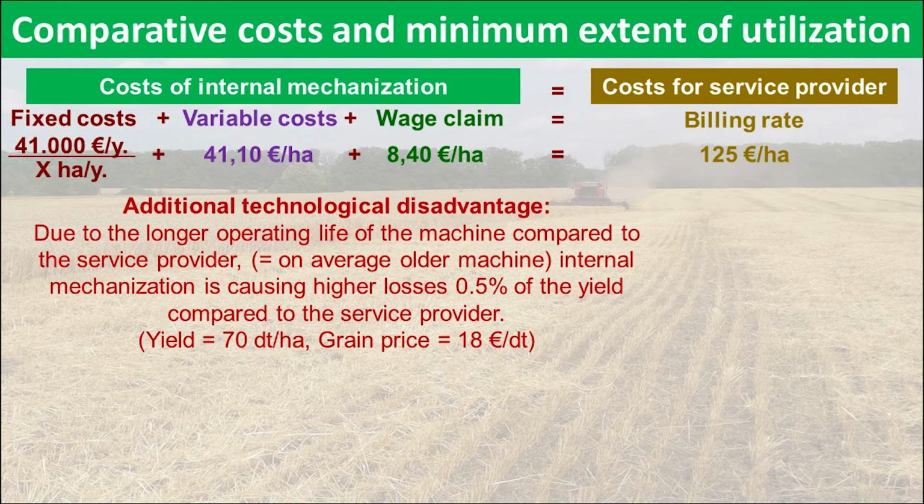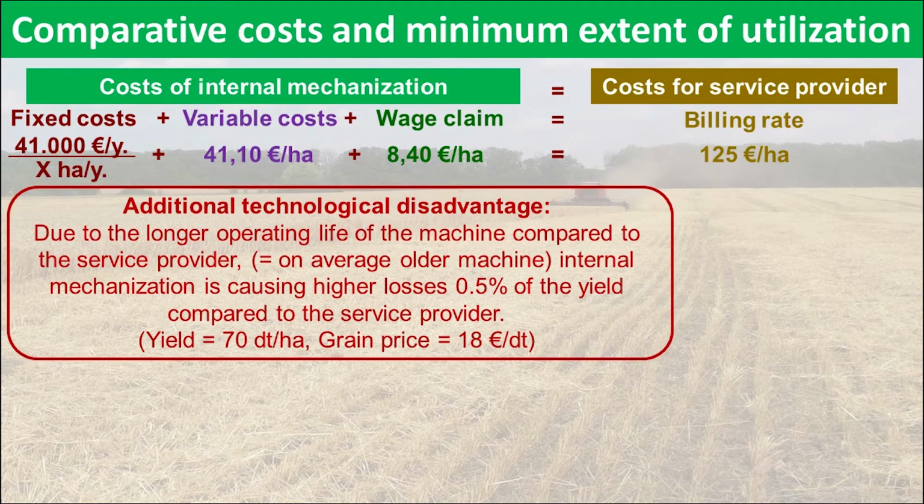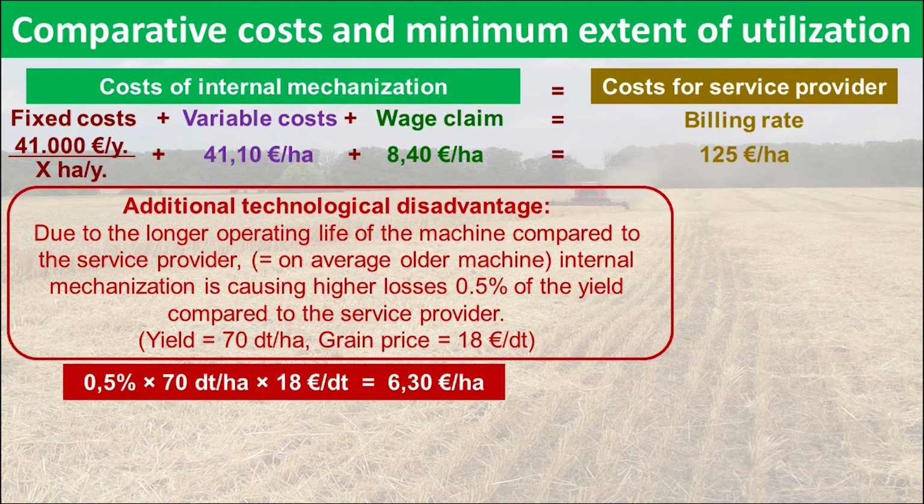Now on to the solution for the problem. From the data, taking higher losses on the side of owned machinery into account, the monetary disadvantages can be calculated as follows. 0.5% of 70 decitons yield per hectare multiplied by the market price of 18 euros per deciton results in a financial disadvantage of 6.30 euros per hectare.